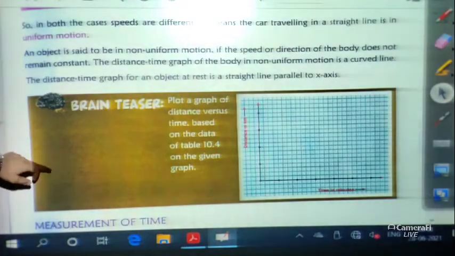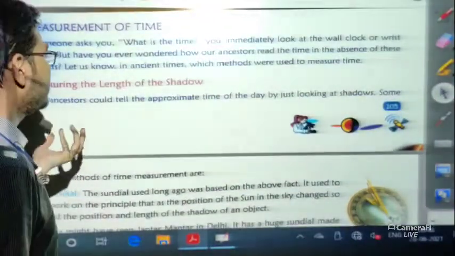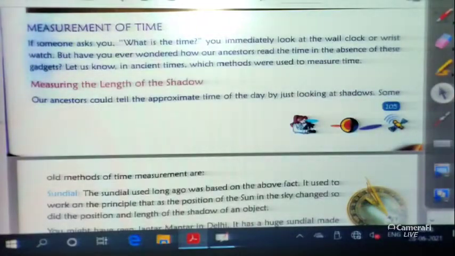And this is the last portion of our chapter, the measurement of time: how to measure time, how in ancient days people measured their time. So these things, students, we will discuss in our next class.